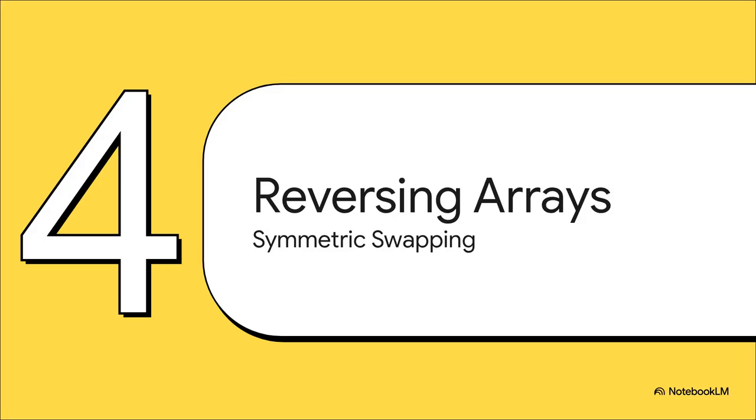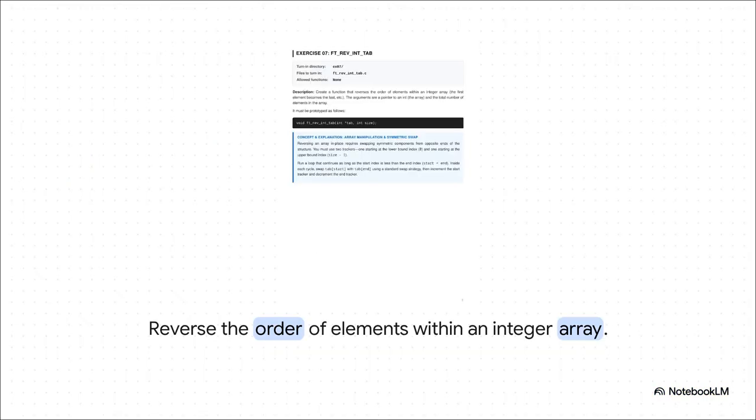Section 4, reversing integer arrays using symmetric swapping. Okay, let's scale things up a bit. We're going to combine our new array traversal skills with our earlier memory swapping skills. Take a look at exercise 07, ft_rev_int_tab. Your goal is to reverse the order of elements within an integer array entirely in place. So the first element becomes the last, the second becomes the second to last, and so on.